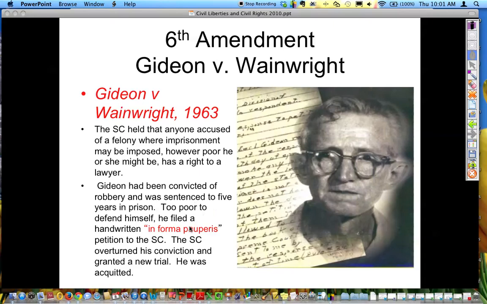Too poor to defend himself, he filed a handwritten petition in the form of papyrus to the Supreme Court. The Supreme Court not only accepted the case, it overturned his conviction and granted a new trial, and he was acquitted during that trial. And this is a sample of his handwritten note.